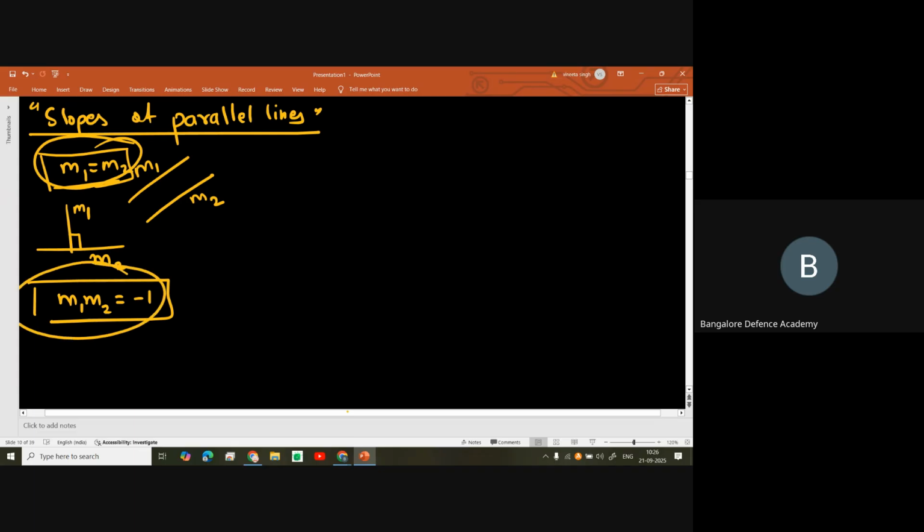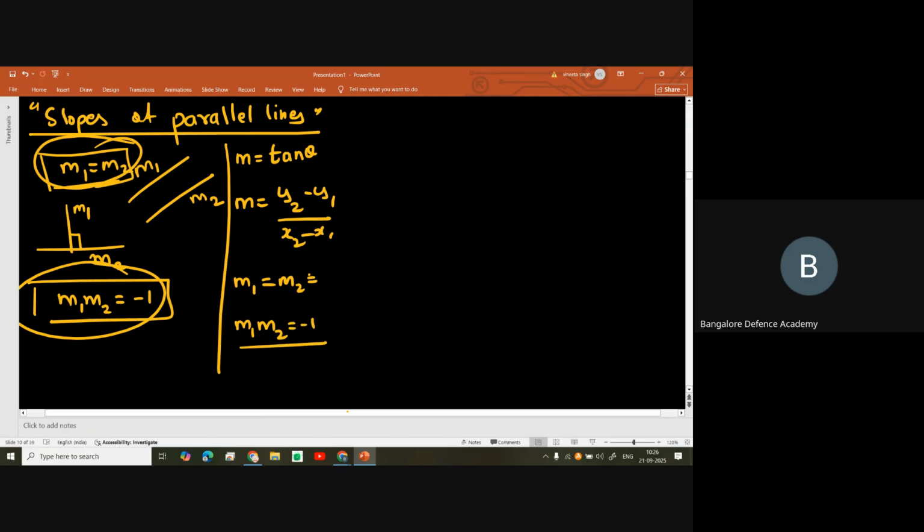Look at this now. We are into the third type of formula. The first we have seen: m is equal to tan theta. Second we have seen: m is equal to (y2 minus y1) by (x2 minus x1). Third, now we are going to see m1 m2. m1 is equal to m2 is called a parallel line. m1 m2 is equal to minus 1 will be called the perpendicular line.